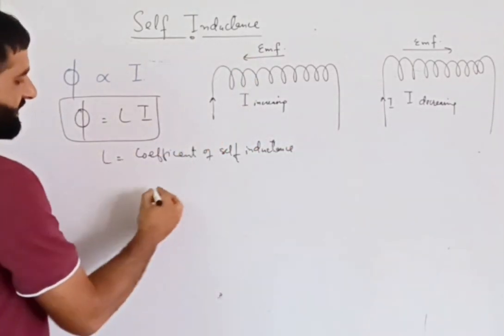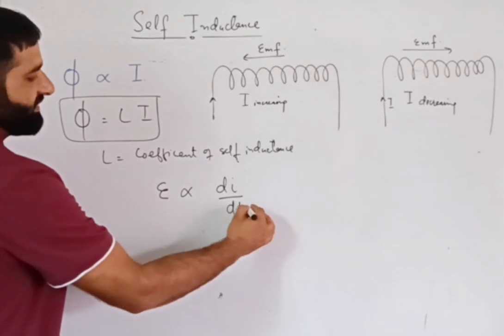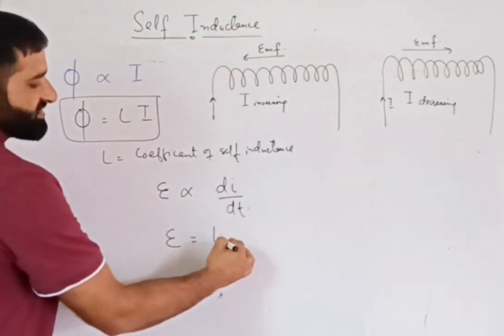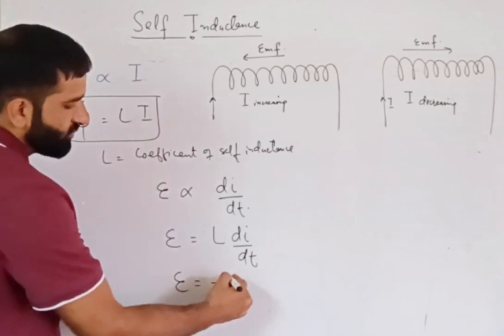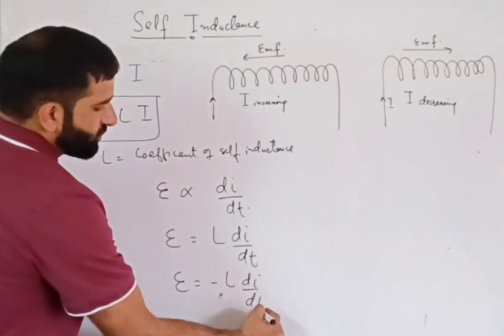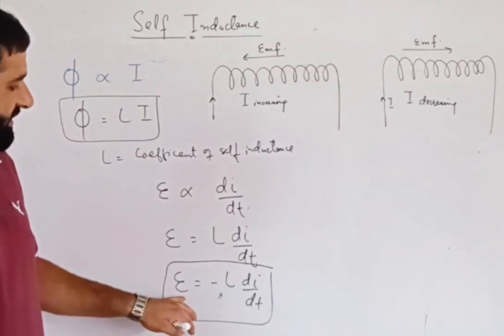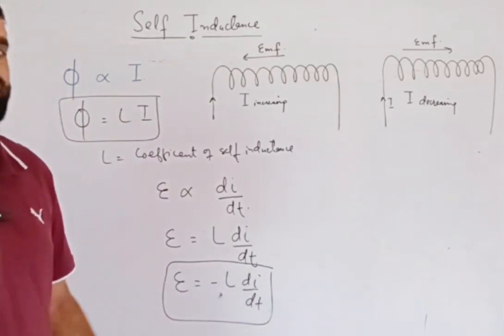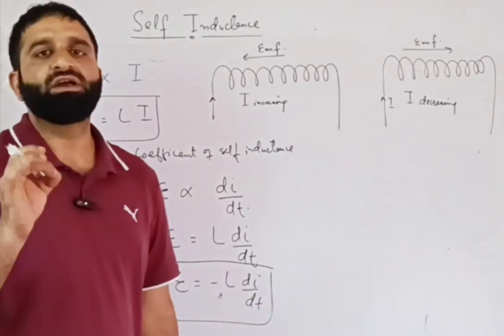Now we know that the EMF produced is directly proportional to the rate of change of the current, di by dt. Here also the constant of proportionality is the coefficient of self-inductance, that is L, but we introduce a negative sign. The negative sign shows that this back EMF opposes the change in current through it. So we have E is equal to minus L di by dt, where L is the coefficient of self-inductance and di by dt is the rate of change of current.